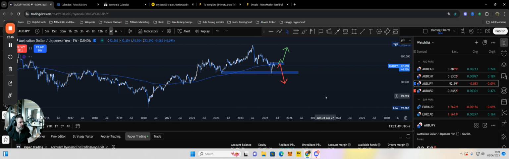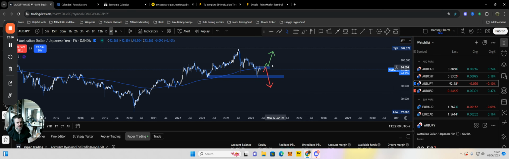What have we got here? AUD Japanese yen. Both economies are weak, that's why it's pretty messy. I think overall I'd be potentially looking to buy it, but I'd need to see this. I'd have to see it break above this area here, come back and retest, and then go, guys. I'd have to see that.